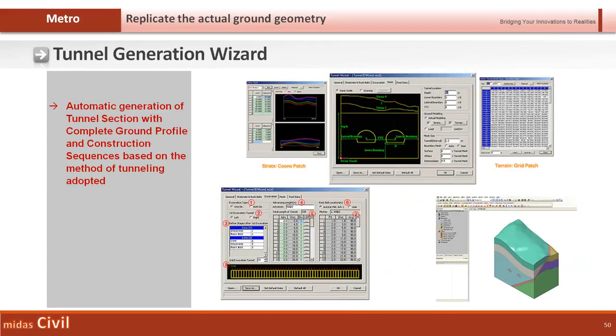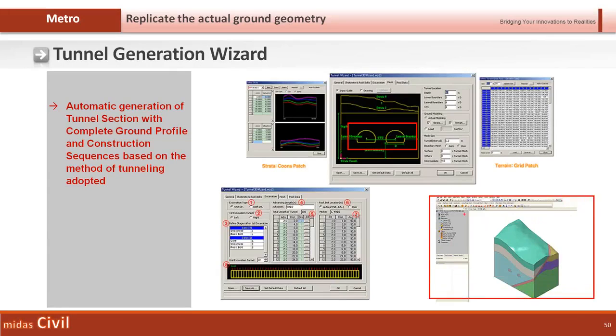Another important feature of Midas GTS is the tunnel generation wizard. Using the tunnel generation wizard, again you get the layout for the profile of the soil, for the different layers of the soil, the strata condition, and the groundwater condition. Also, you can do different types of tunnels like circular, semicircular, and horseshoe shape, and finally you get the full model ready in front of you with the construction sequences and everything.